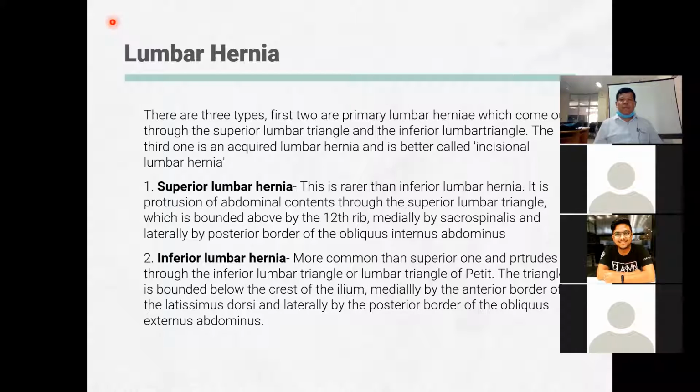Second one is your inferior lumbar hernia. It is comparatively more common than the superior lumbar hernia, and this hernia protrudes through the inferior lumbar triangle, also called the lumbar triangle of Petit. The triangle is bounded below by the crest of the ilium, medially by the anterior border of the latissimus dorsi, and laterally by the posterior border of the external oblique abdominis.